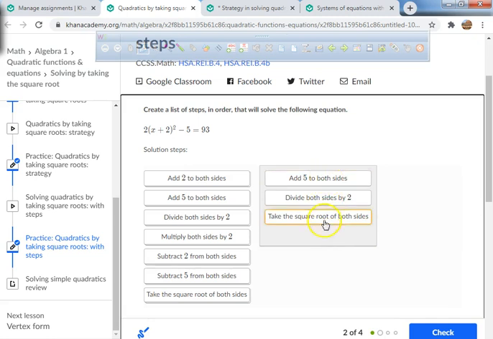And then I think that's it. Those are the three. Oh, wait. No, there's one more. We already added 5. We divided by 2. Oh, wait. What's inside of it? We have to subtract 2 from both sides. You're like, what the heck is going on?